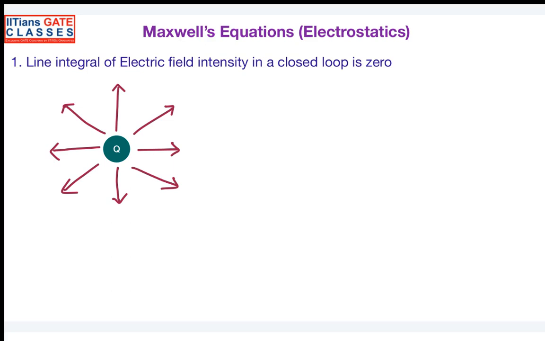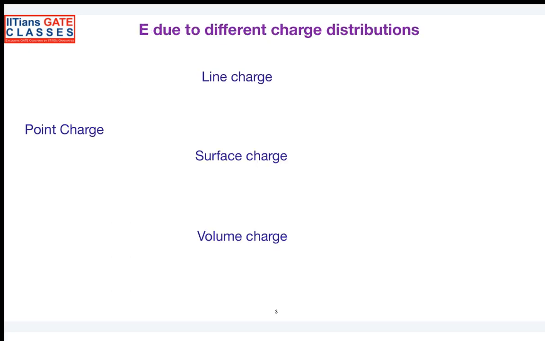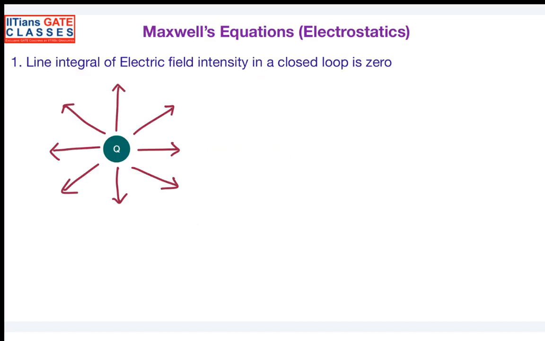So we'll find out the electric field intensity due to different types of charge distributions basically. We'll come back to this slide later, after seeing the Maxwell equation. So see the Maxwell equation first here. As I said in the previous class, the Maxwell's equations are not so complicated. Just with the help of understanding of simple physics, we are able to derive the Maxwell's equations.